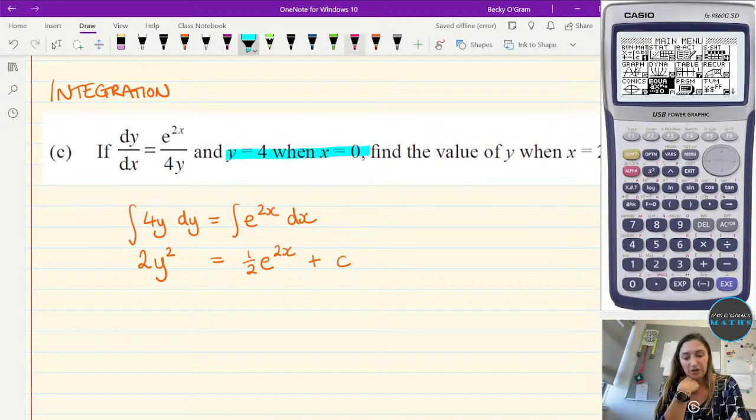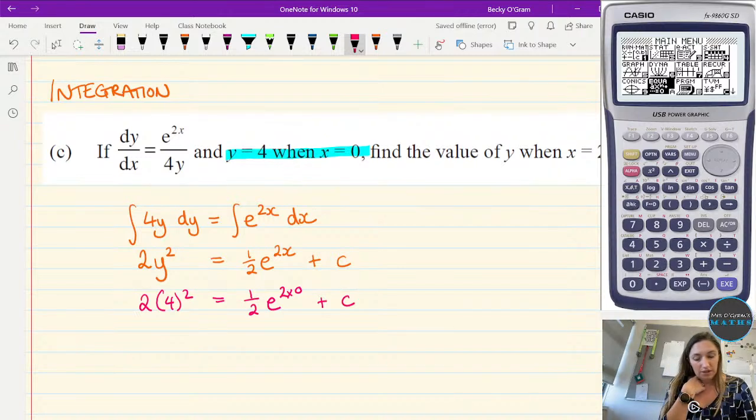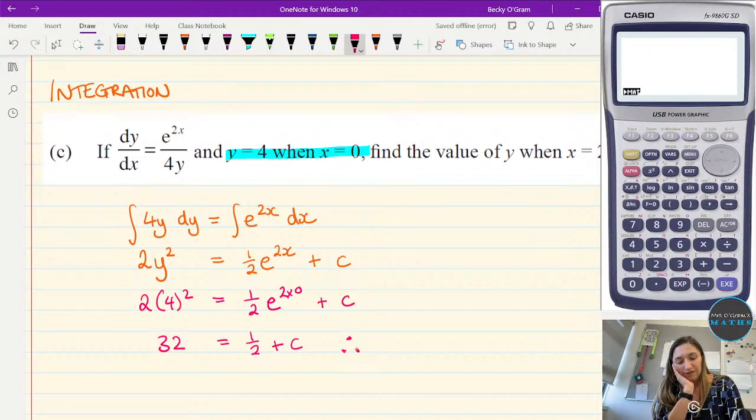Now use the information that we've got in the question, that's this bit here. x is 0, y is 4. So if we go 2 times 4 squared is equal to a half e to the 2 times 0 plus c. Okay, so 4 squared is 16, and then we times it by 2, we've got 32. In fact, I'll write this down as I go. e to the 0 because 2 times 0 is 0. Anything to the power of 0 is 1. So that'll be a half plus c. So c is equal to 31.5.